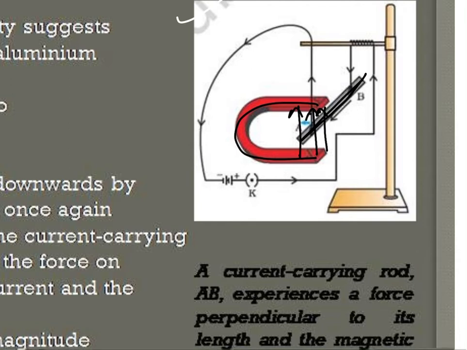Now when the switch was on and the current passed through the rod AB, it was observed that a force was experienced by this rod. The rod started moving in such a direction that the direction was perpendicular to both the magnetic field and the direction of the current.